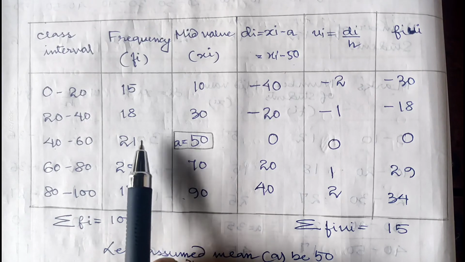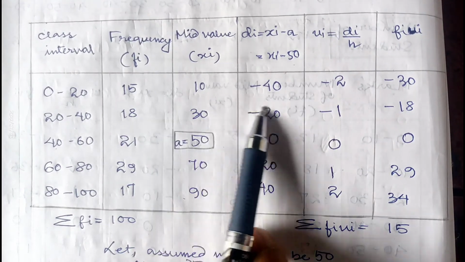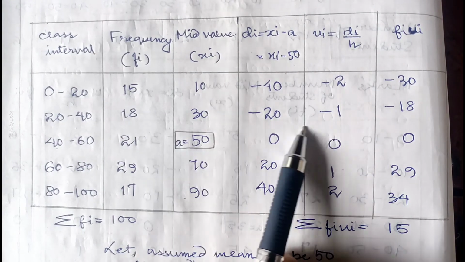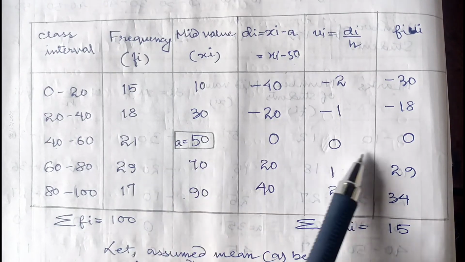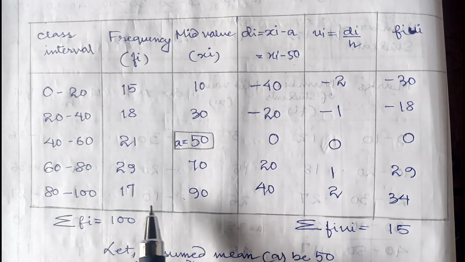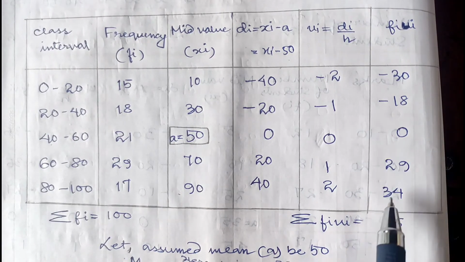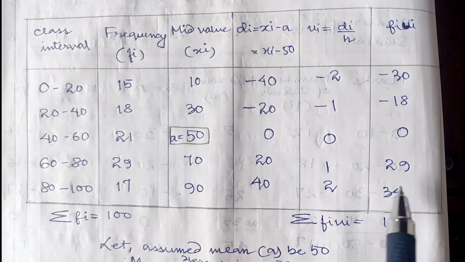Now we have to multiply fi with ui. In the first case it will be 15 into minus 2, which is minus 30, 18 into minus 1 is minus 18, 21 into 0 is 0, 29 into 1 is 29, and 17 into 2 is 34.